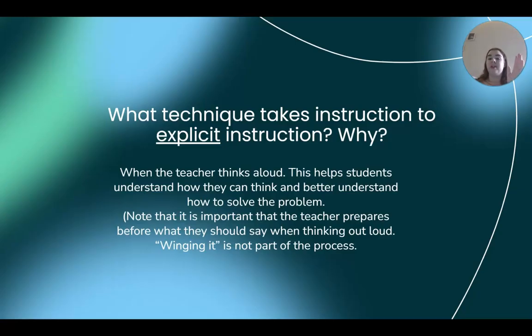Remember, this should be pre-planned. No winging it. And that's the next part. Note that it is important that the teacher prepares beforehand, and what they should say thinking out loud. Winging it is definitely not part of the process.